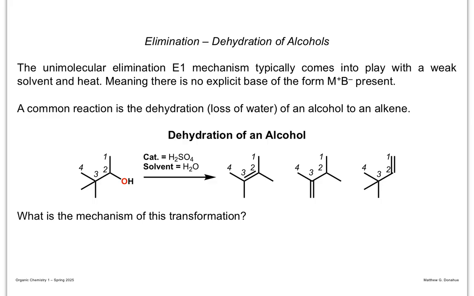So overall in a reaction, if you have your leaving group, say it's tertiary, so it falls within either SN1 or E1, you're most likely going to get a distribution of substitution and elimination products. How exactly that falls out, again, depends on the solvent you're using and any other additives in there. So the E1 mechanism typically comes into play with weak solvent and heat. So meaning there is no explicit base in the form cation, base, anion present.